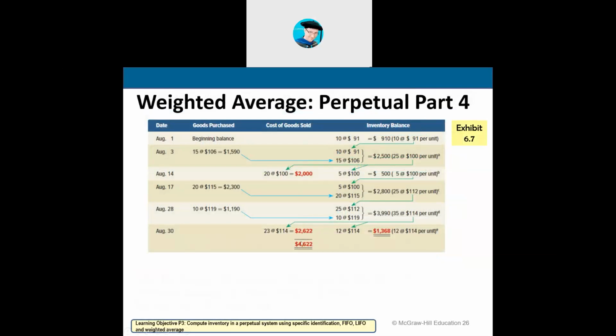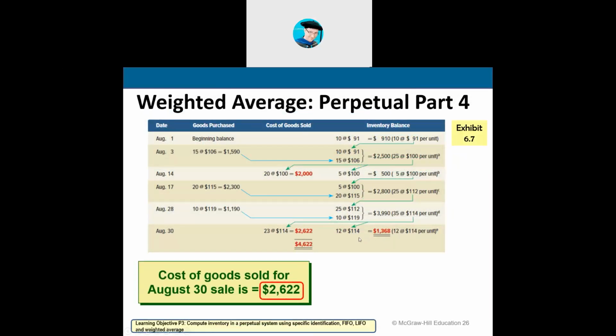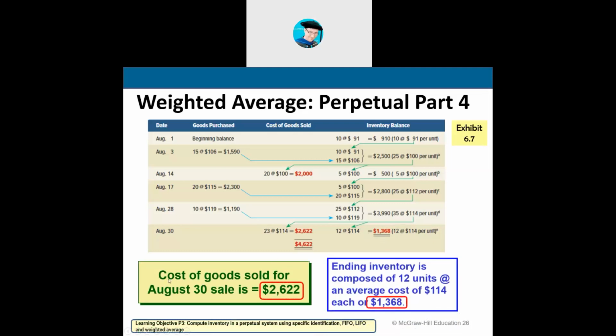Total cost of goods sold for the month was $4,622 using this method. The inventory balance at the end of the month was $1,368. So the cost of goods sold for August 30 is $2,622. We got that. We had the 23 mountain bikes, right, at an average cost of $114 per unit. How $114 per unit? That is the average from the purchases.